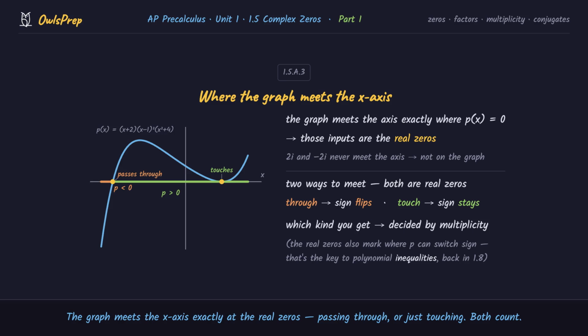That gives you two things. If the sign ever changes, the curve had to cross to do it. So a sign change always guarantees a real zero. And since the sign can only change where the curve meets the axis, the real zeros bound stretches on which the sign never changes. So to solve an inequality like p of x greater than or equal to 0, you just test one point in each stretch. Which of the two meetings you get is decided by multiplicity, that is next.